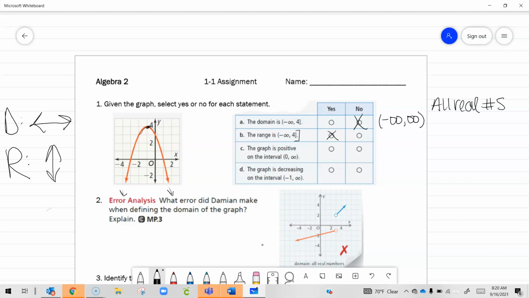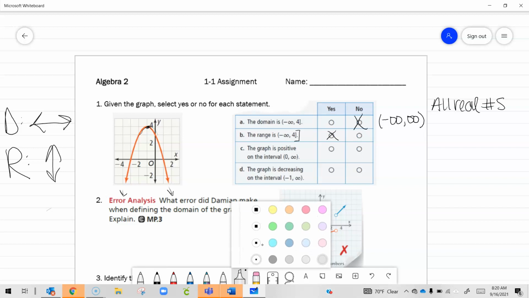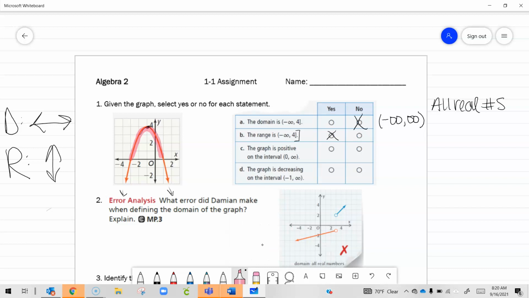The next piece is talking about positive or negative. In class we talked about positive being wherever our graph is above the x-axis. The hard part here is once you've identified where y is positive, we write our answers using x values. And these x values would be from -3 to +1 is where it's positive. And so no, that interval is not true.